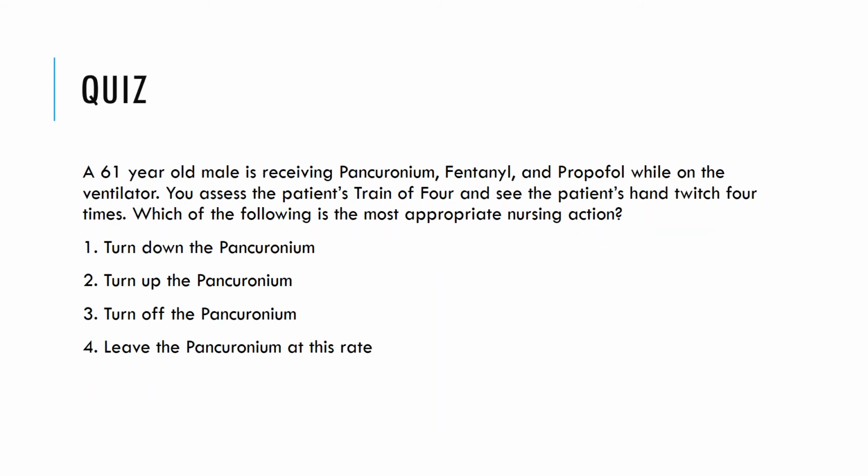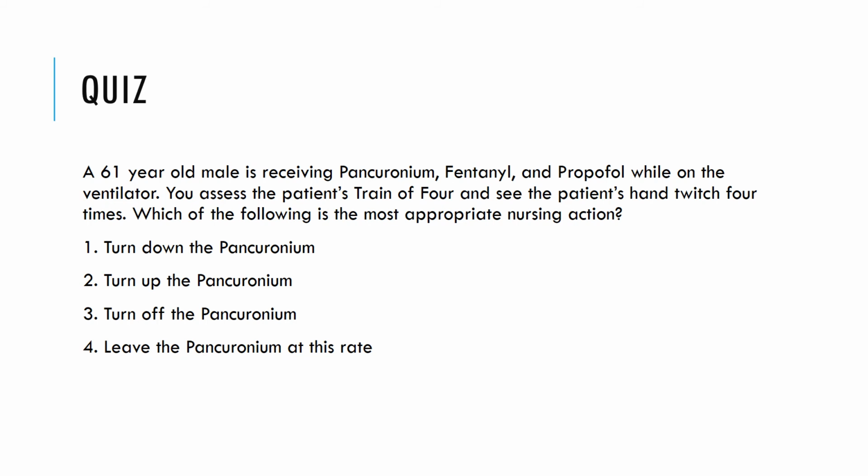A 61-year-old male is receiving pancuronium, fentanyl, and propofol while on the ventilator. You assess the patient's train of four, and you see the patient's hand twitch 4 times. Which of the following is the most appropriate nursing action? 1, turn down the pancuronium. 2, turn up the pancuronium. 3, turn off the pancuronium. Or 4, leave the pancuronium at this rate. Pause the presentation and consider your answer. The correct answer is 2, turn up the pancuronium.